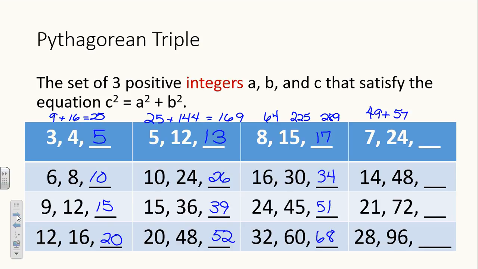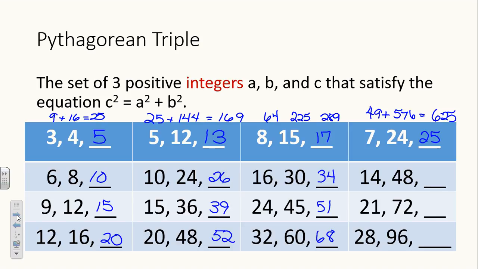So 49 plus 576 is what? And 625 is a perfect square. The square root of 625 is 25. Got some major computational skills in people's brains in here.